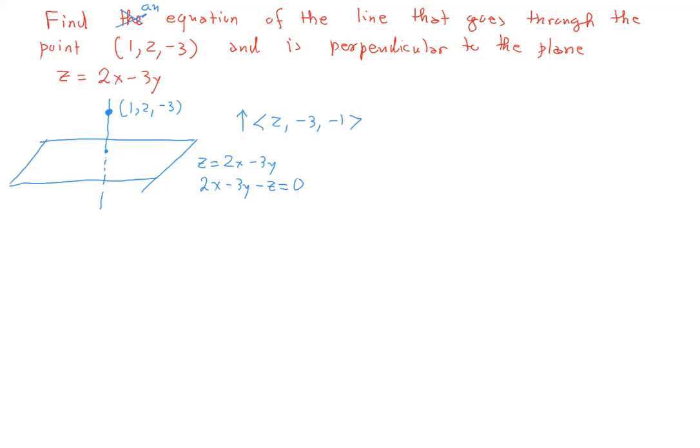So what is the equation of the line? The vector equation for the line will be the vectorization of the point (1, 2, -3), plus t times the vector which is parallel to this line. We can leave it like that, or we can also write it as (1 plus 2t, 2 minus 3t, -3 minus t).